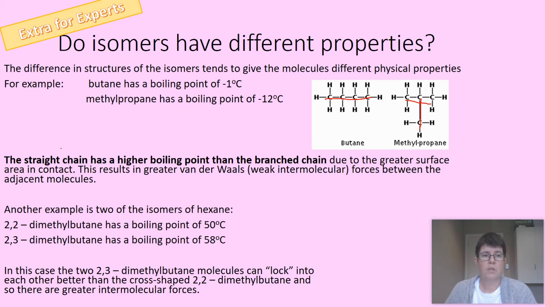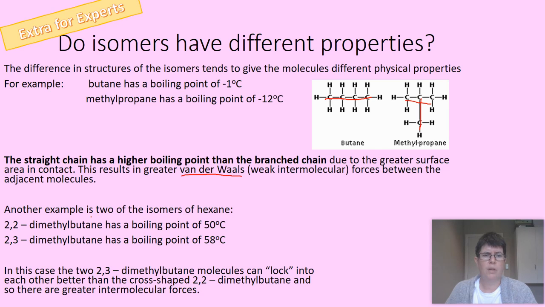So the straight chain has a higher boiling point than the branched chain, and this is because it has a greater surface area in contact with the molecules next to it, and so it has greater intermolecular forces between the adjacent molecules. These intermolecular forces are called van der Waals forces. If you have branches, the molecules are not held together as well, so they need less energy to separate them. That's why the straight chain has a higher boiling point.